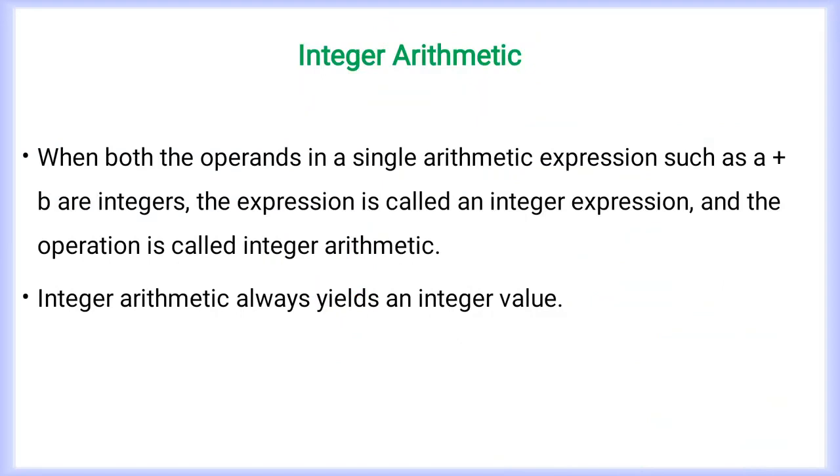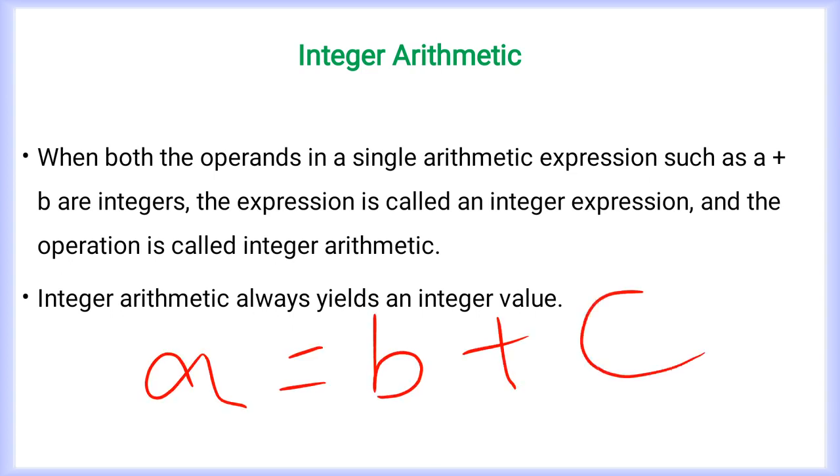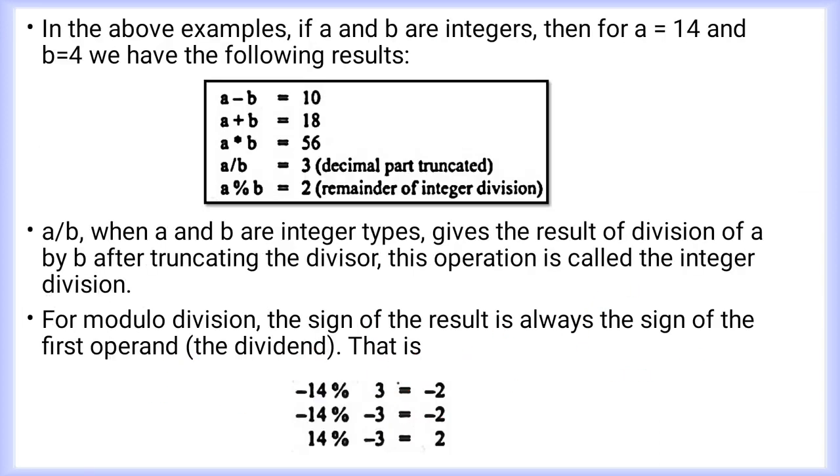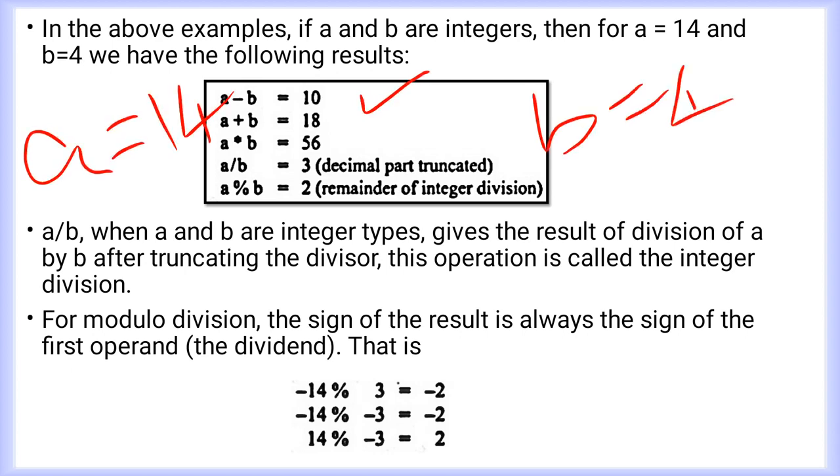Integer arithmetic. When both the operands in a single arithmetic expression such as a plus b are integers, the expression is called an integer expression and the operation is called integer arithmetic. In a is equal to b plus c, if the values of a, b, c hold only integer values, then we call it integer arithmetic. For example, a minus b is equal to d. Let us assume a is equal to 14 and b is equal to 4. Then a minus b is 14 minus 4, and you get the value 10.